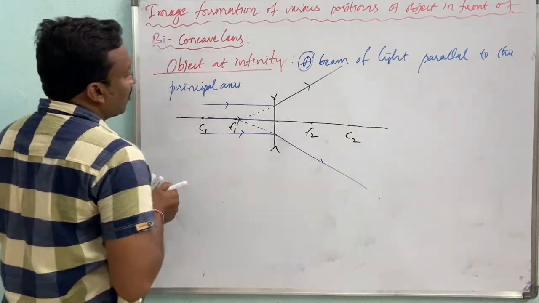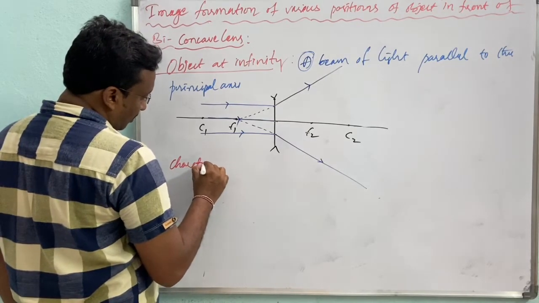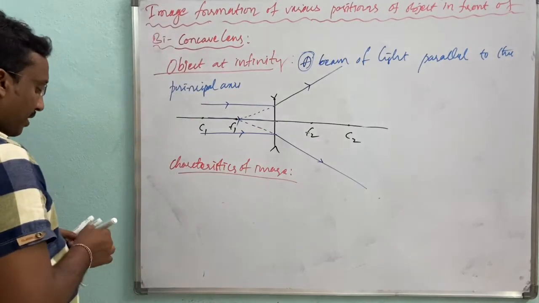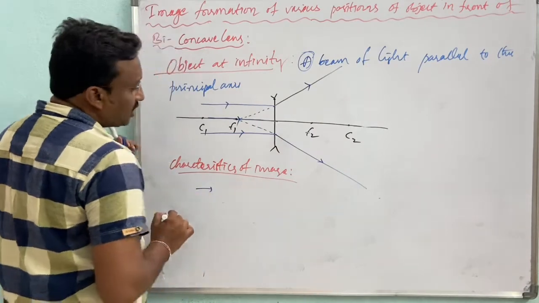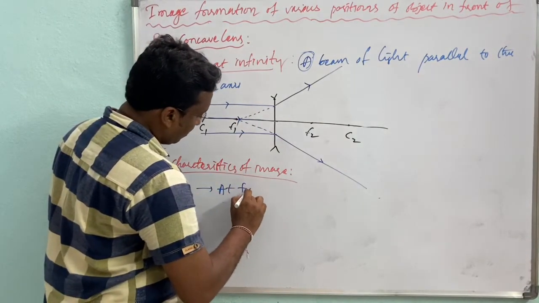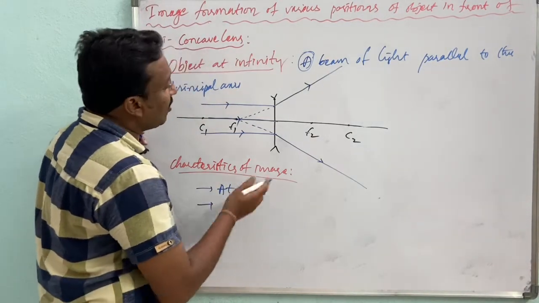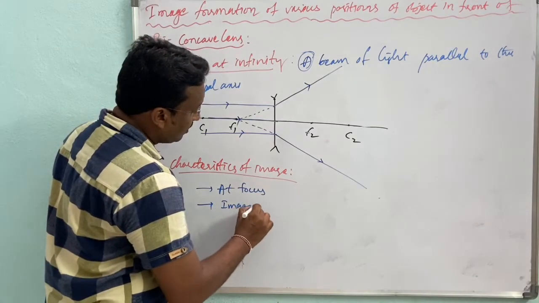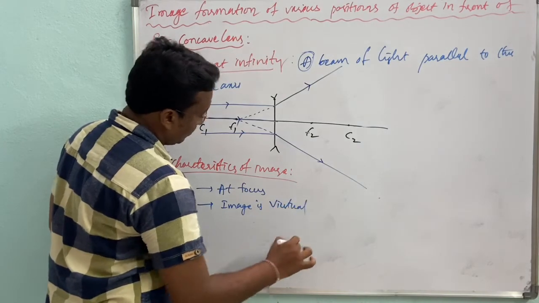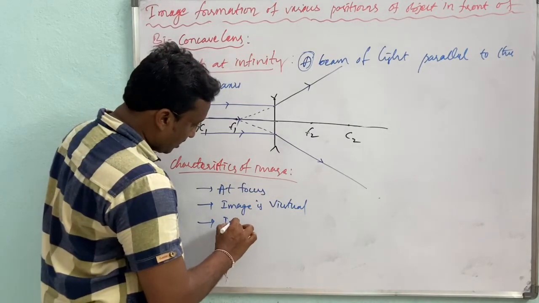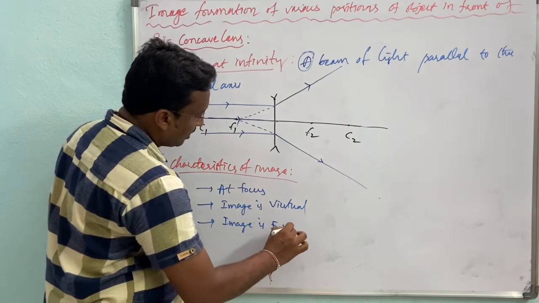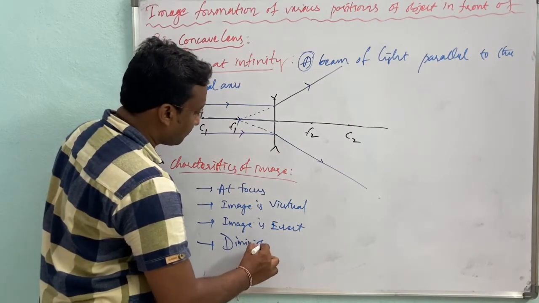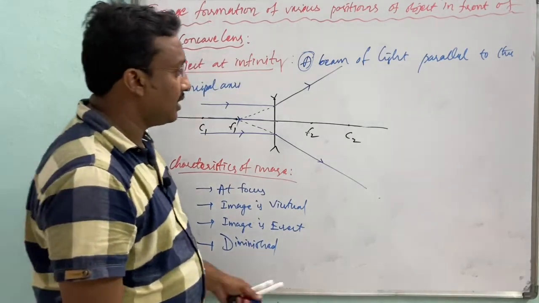Right. In such a case, we are going to write the characteristics of the image. First one: the image is formed at the focus. Here it is found behind the lens, on the same side as the object. In this case the image is virtual, and virtual images are erect. The image is erect. And what is the size? Diminished. The image is diminished.